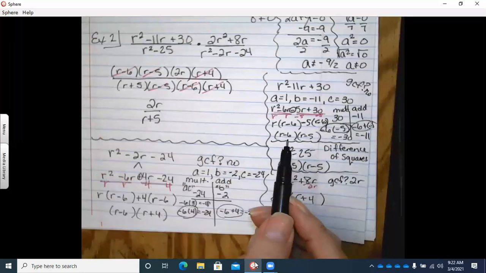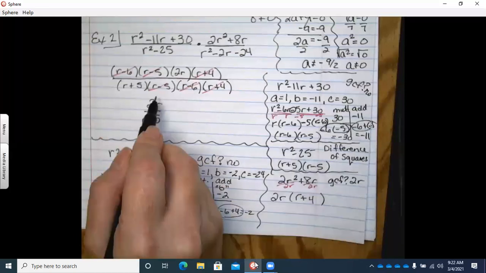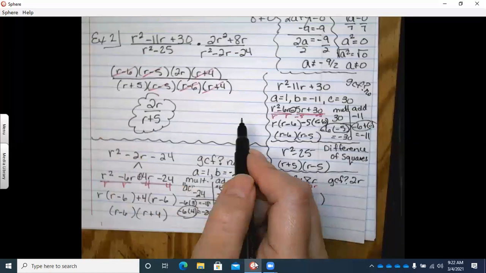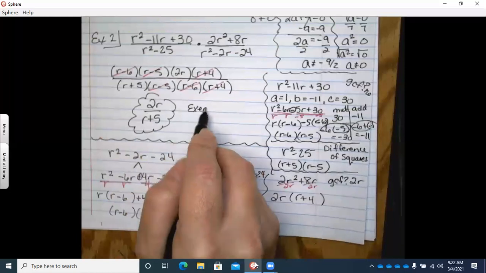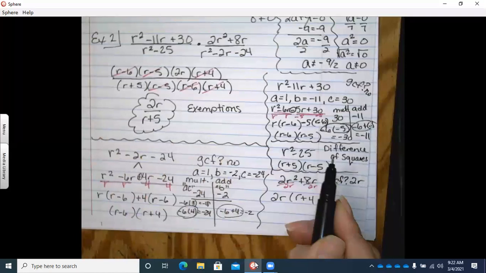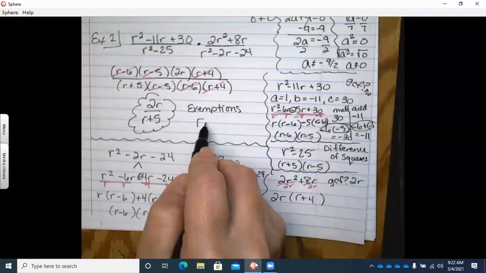What do we have left? So this is the answer. What do we have to do after that? Exemptions or restrictions or excluded values, they all mean the same thing. Different programs or different books call them different things. So exemptions are what r cannot equal.